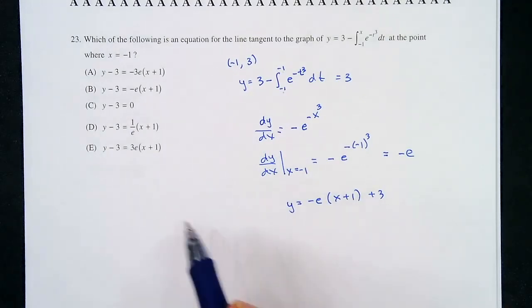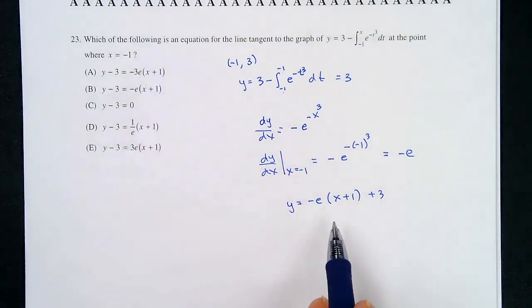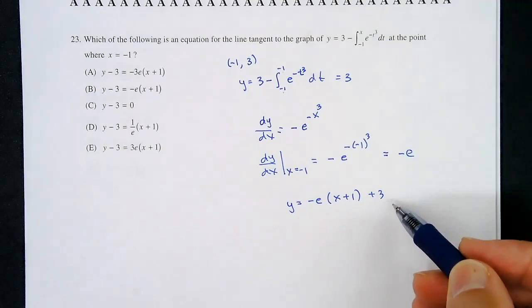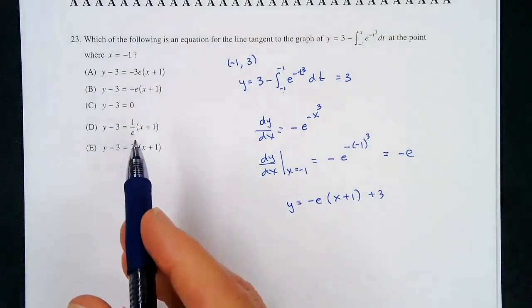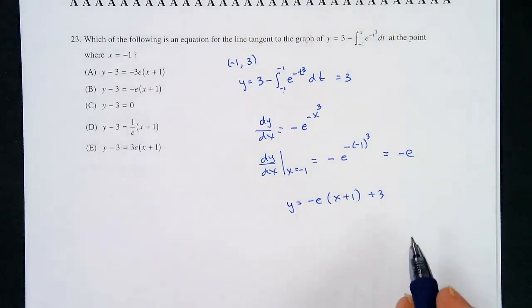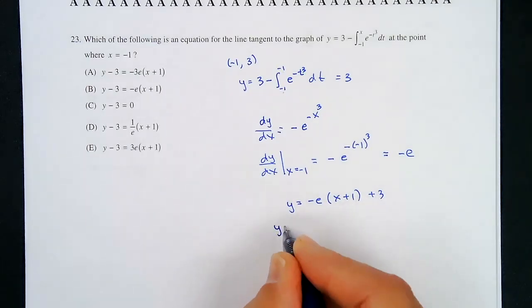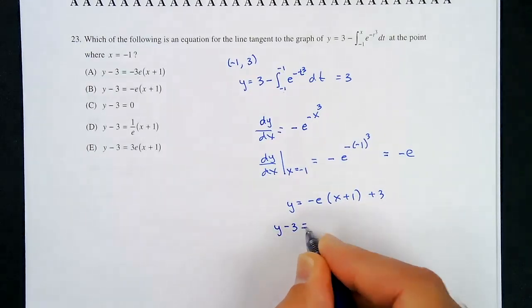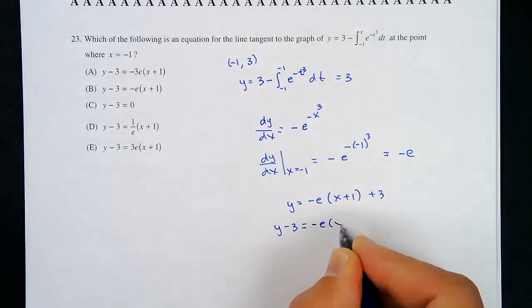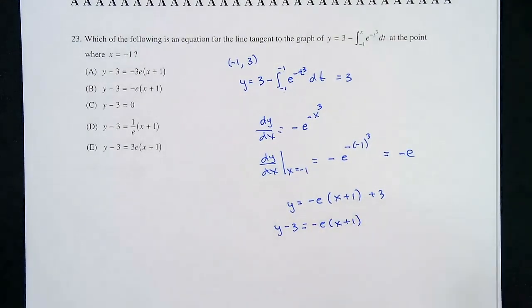Okay. Now, if you look, this is the way I taught you guys how to write the equation of a tangent line, but they don't have it that way. And remember, I've talked about this. All you have to do is move the 3 over to the other side, and we have y minus 3 is equal to negative e times x plus 1. And so the only correct answer would have to be B.